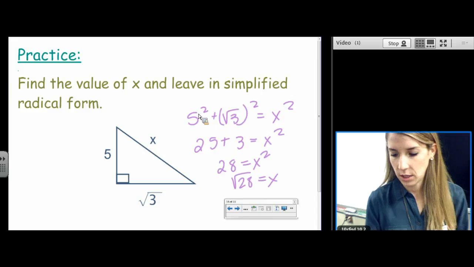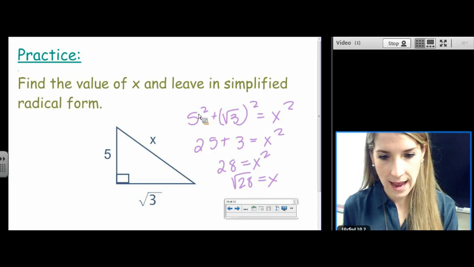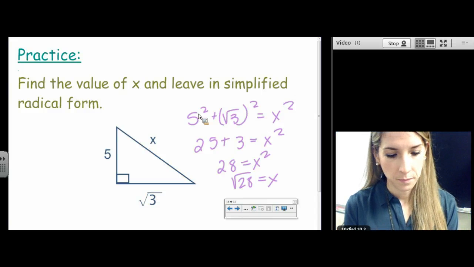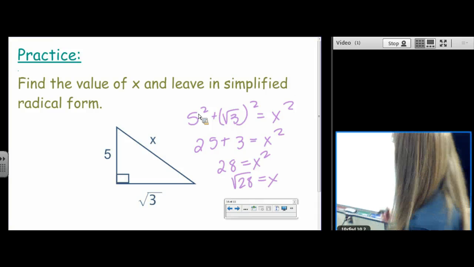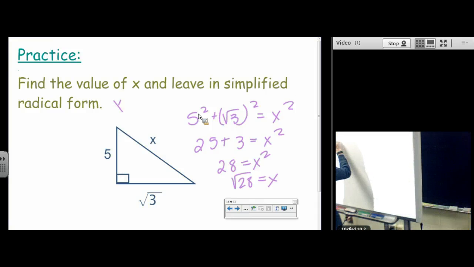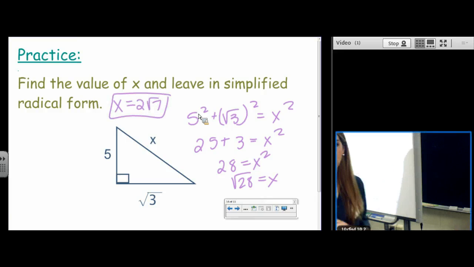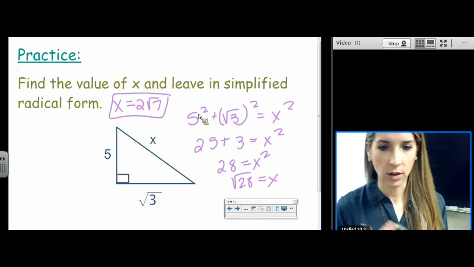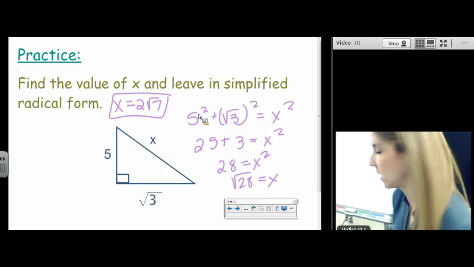So now we need to reduce the square root of 28. Very good, 2 root 7. So the final answer is x equals 2 root 7. That's what it means when it says to give me an exact answer or to leave in simplified radical form. Very good.